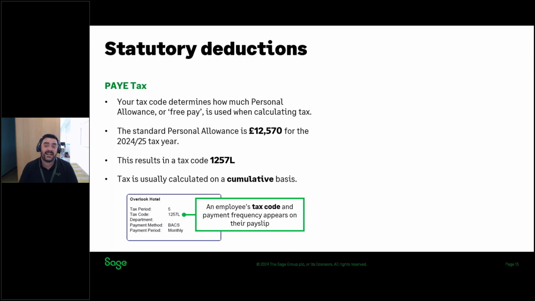And the way that a tax calculation works is made up of the personal allowance that everyone gets, and then the various tax bands and rates for the country in the UK that your employee lives.